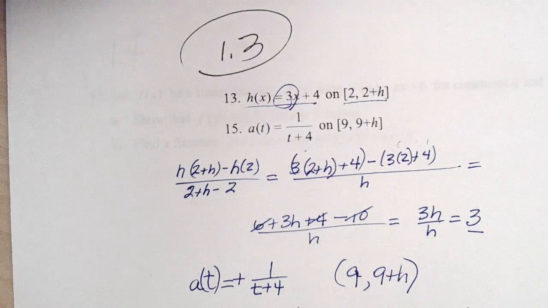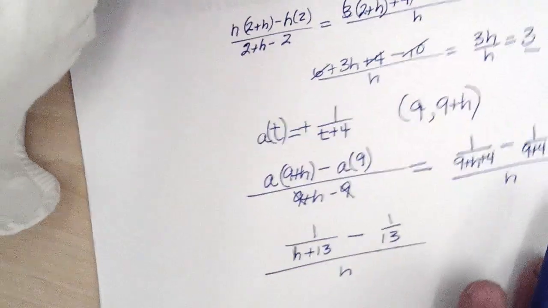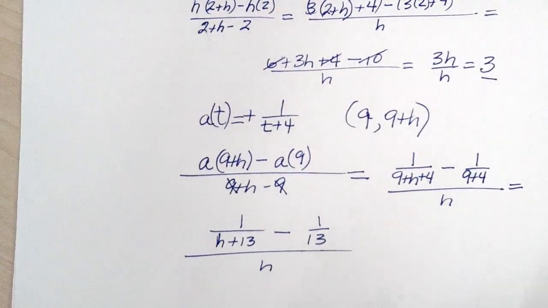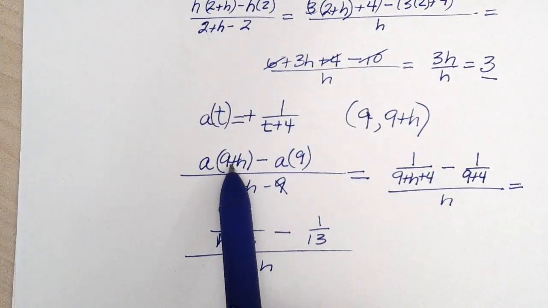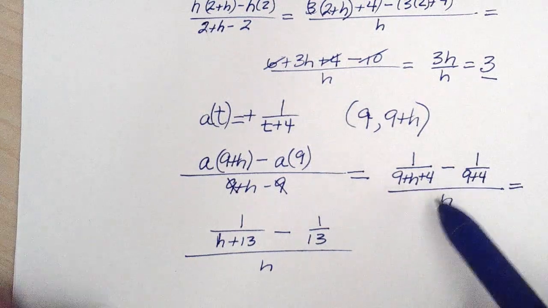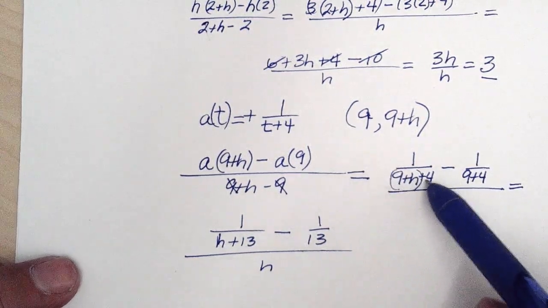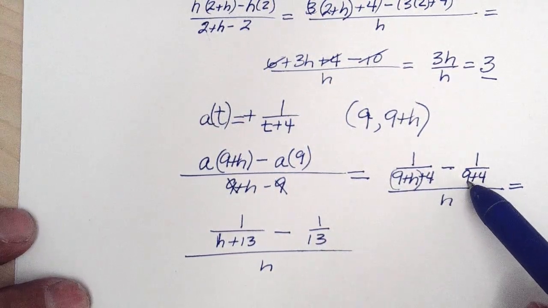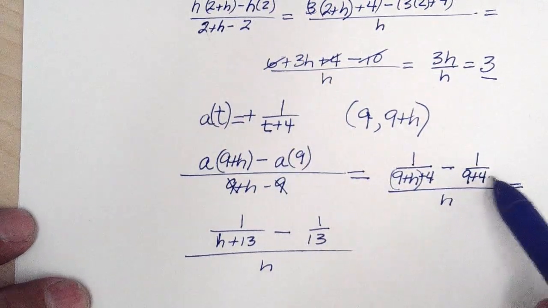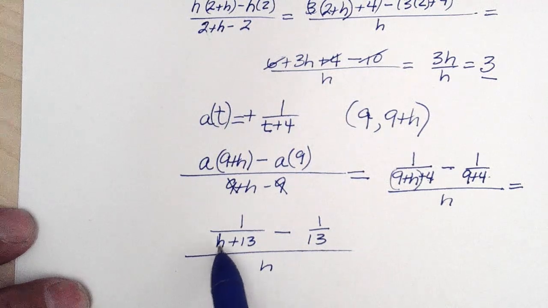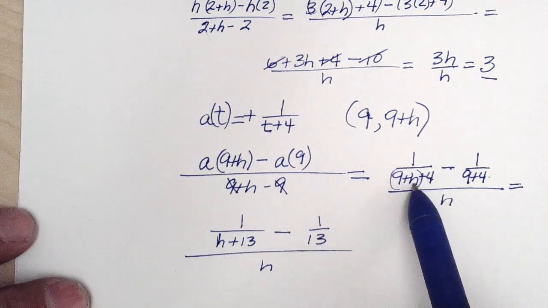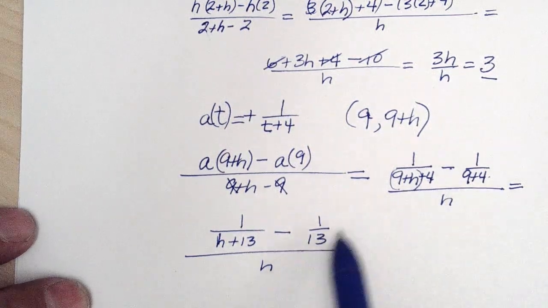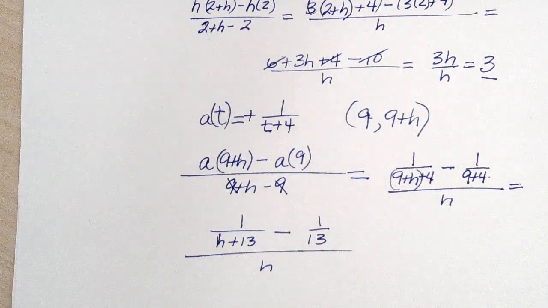Now, let's see here. I am way off there. Sorry. So I put the 9 plus h in for the t plus 4, minus 9 in for the t plus 4. And that simplified to 1 over h plus 13, minus 1 over 13, all over h.